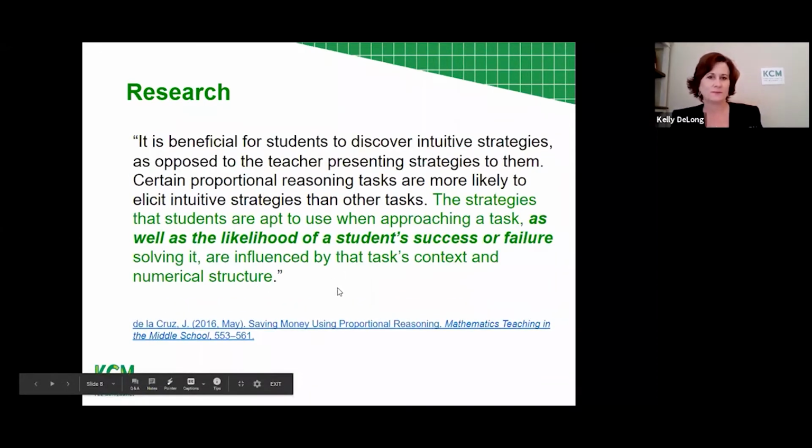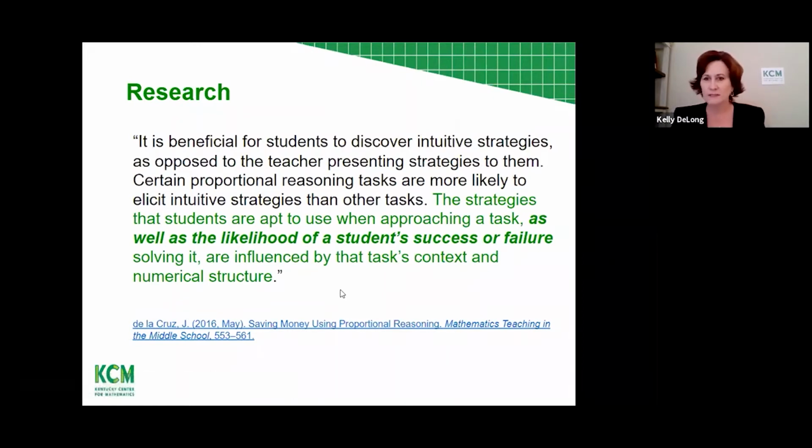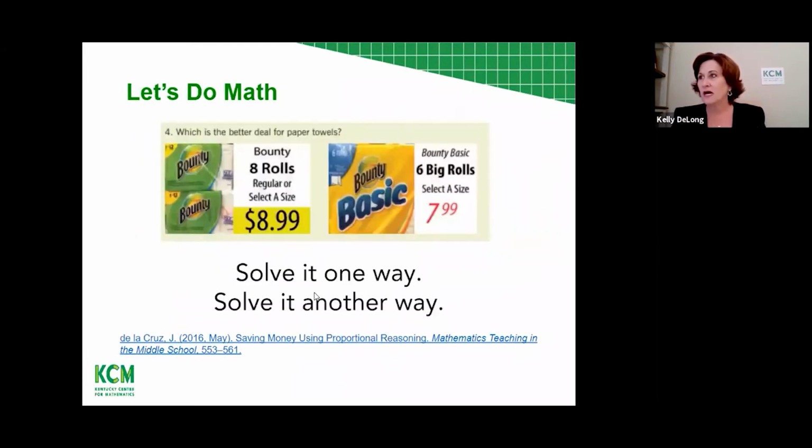So then I go here, okay? I'd love for you to read what's in green. The strategies, again, that students are apt to use when approaching a task, as well as the likelihood of the student's success or failure at solving it, are influenced by the task content and the numerical structure. So one of the things that we're really going to think about as a subtext of what we're doing is this idea of why are the numbers what they are, and thinking about that with mathematics.